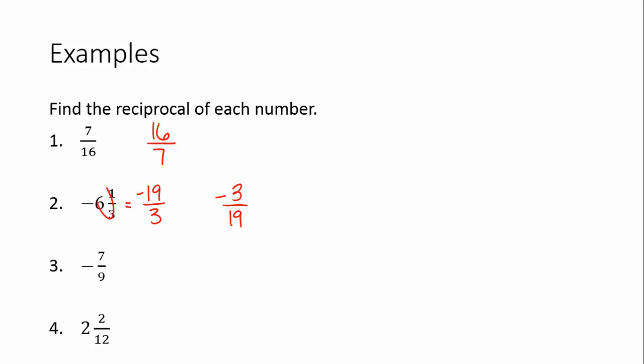So you try the next two on your own. So pause the video here, try 3 and 4, and then check your answer. To find the reciprocal of negative 7 over 9, it would be negative 9 over 7.